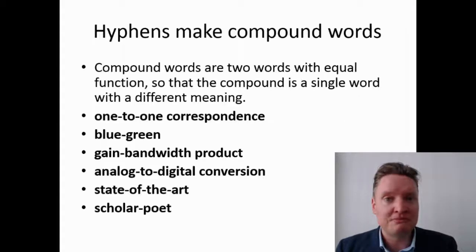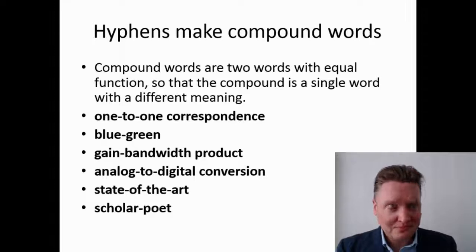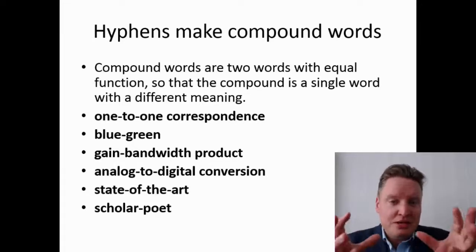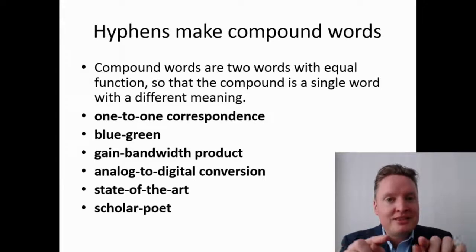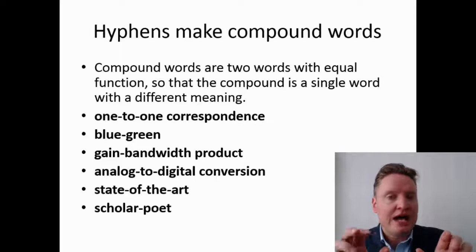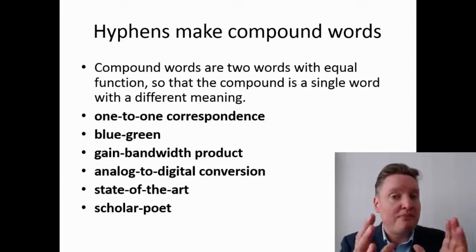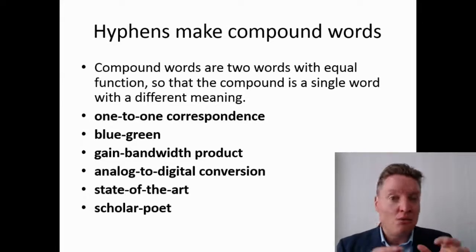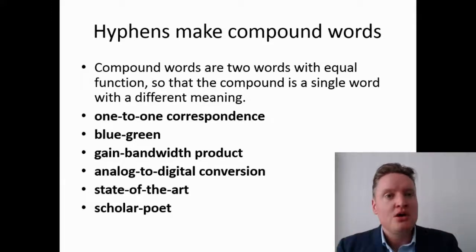scientific paper. Now, hyphens make compound words. Basically, when there are two words and they have an equal function, equal importance, we link them together, especially when those two words modify another word. Often they create what we call a compound adjective. Here's an example. 1-to-1 correspondence. 1 and 1 have equal importance here, and they both modify the correspondence, so we hyphen them together.